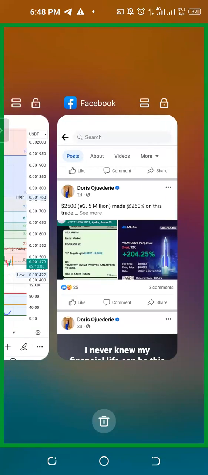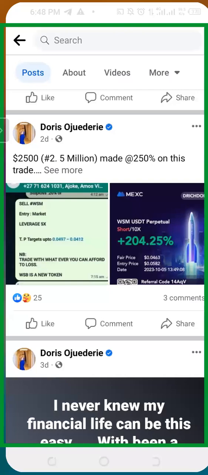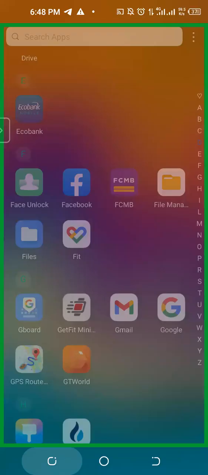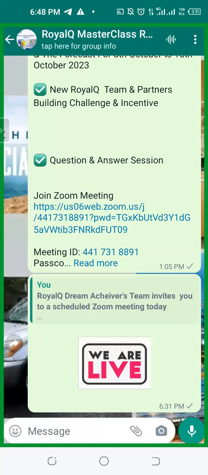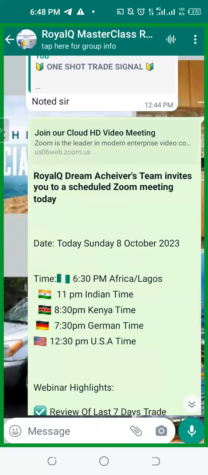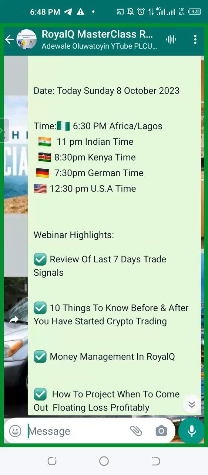So for you to engage in futures trading, you have not even finished learning spot trade, don't even try it, because you can get your account liquidated. Why am I saying this? If you are engaged in RoyalQ, in crypto trading, trading can give you massive profits. Give it time.